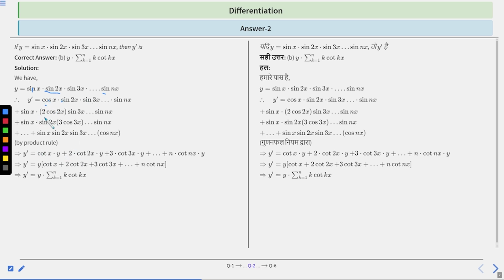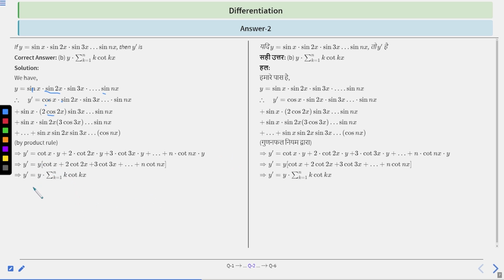Second term, see, this is 2 cos 2x, right? So if we multiply by sin 2x and divide by sin 2x, it will be cos 2x upon sin 2x, cot 2x, and 2 times sin x into sin 2x into sin 3x, like that. So 2y. Clear? So the second term can be written as 2 times cot 2x into y. Similarly, the third term can be written as 3 times cot 3x into y, right? And the last term can be written as n times cot nx into y.